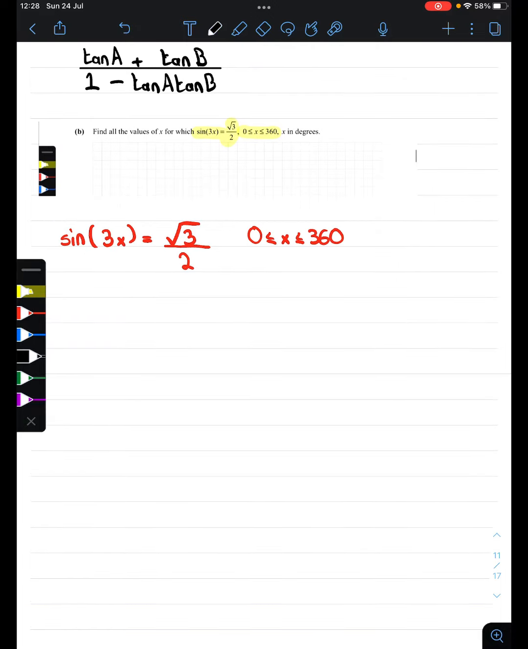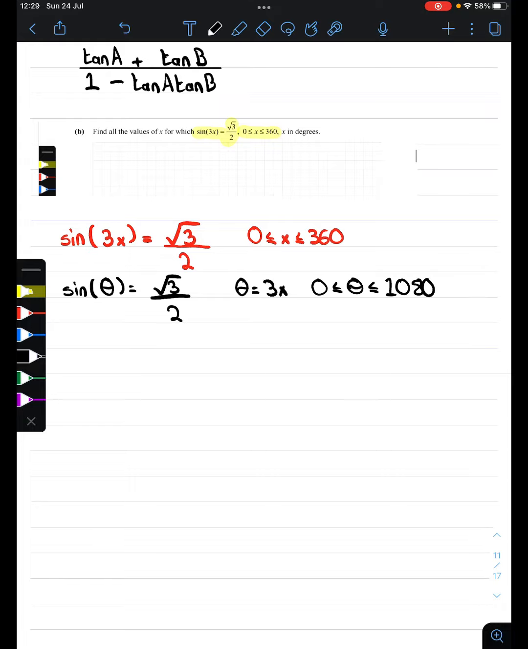Okay, well, we know how to solve an equation of the form sine theta equals square root 3 over 2. We just use the inverse sine. So let's just let theta equal 3x, okay? And then we're solving for theta between 0 and 360 times 3, which is 1080.